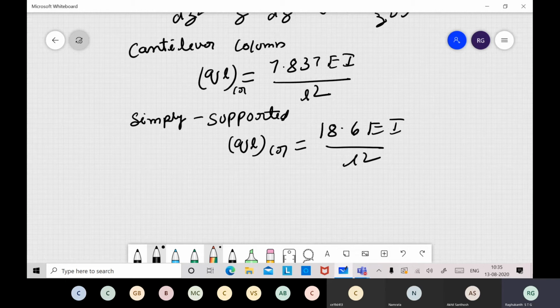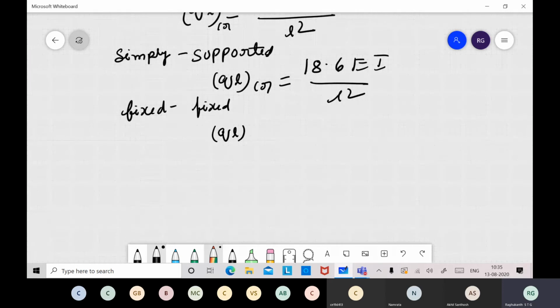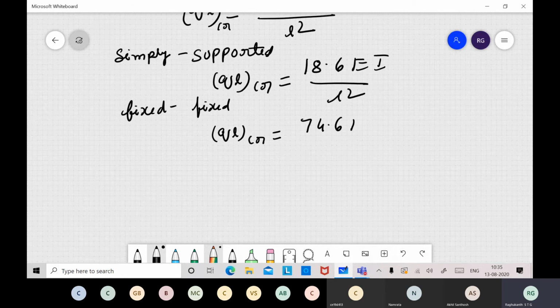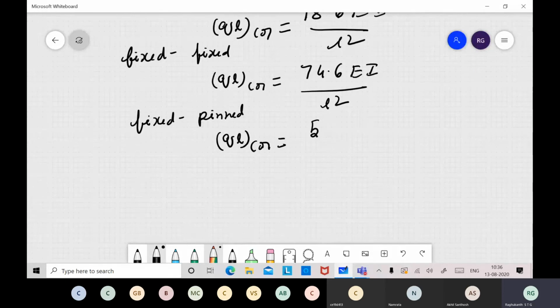Now for other boundary conditions. If it is fixed at both ends, the critical buckling load qL for the distributed load turns out to be 74.6 EI by L square. And if it is fixed at one end and pinned at the other end, then the critical load qL critical turns out to be about 52.5 EI by L square.